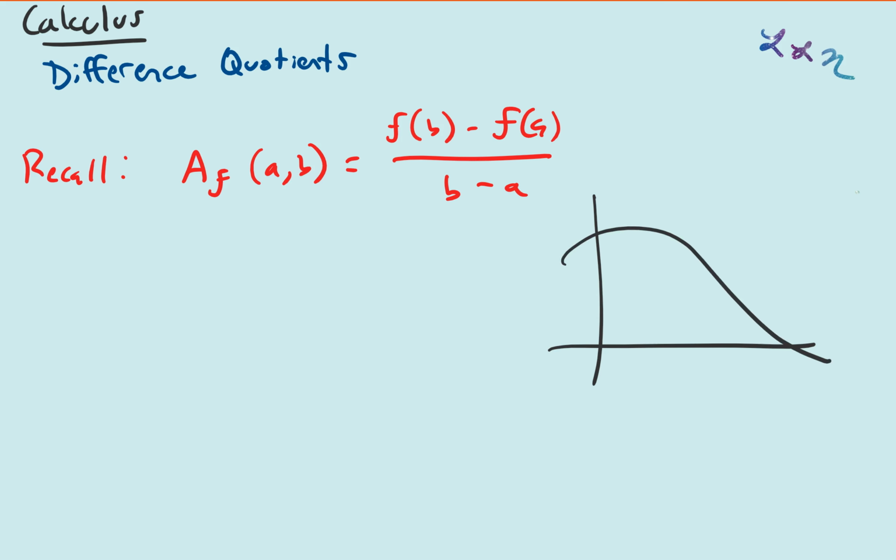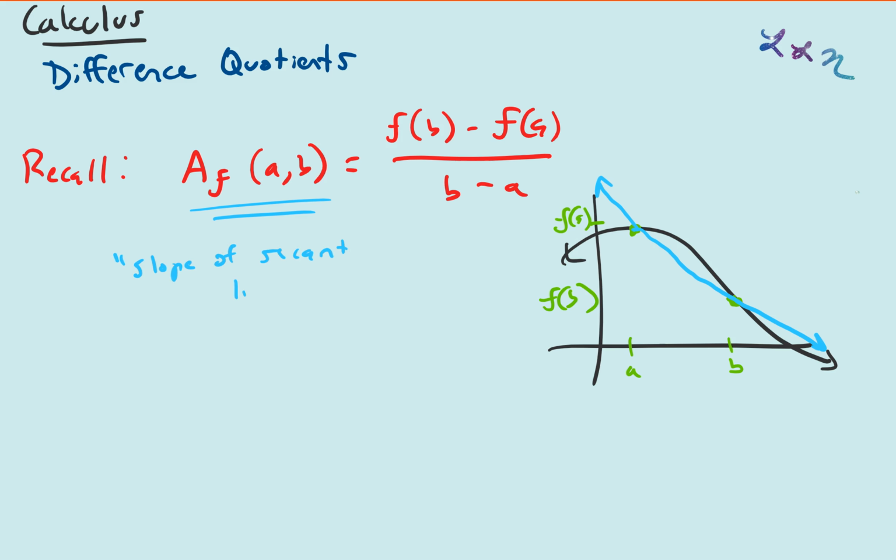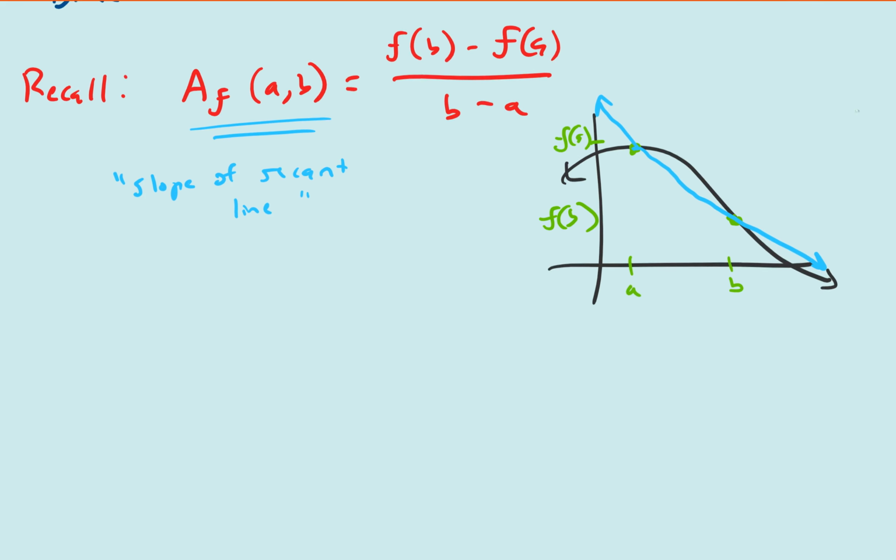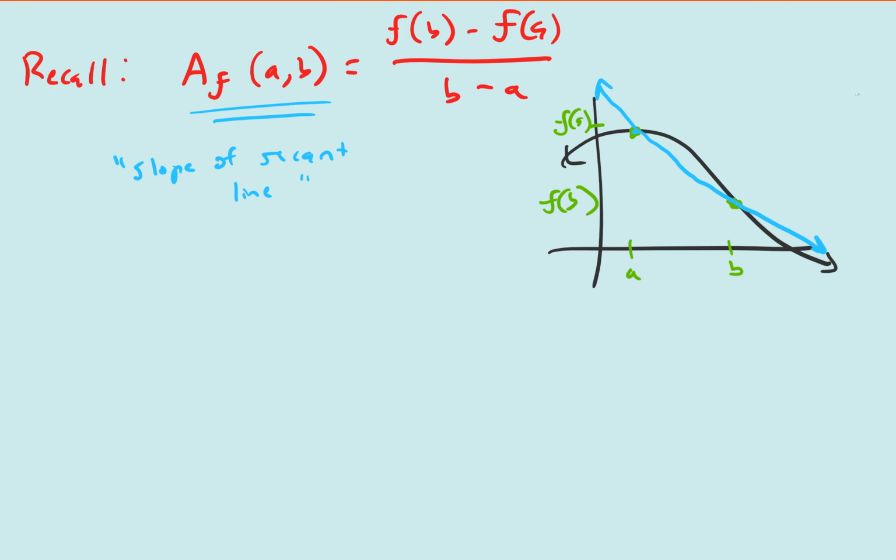If we have some function with an interval of interest, say a comma b, this is going to be f of a, this is going to be f of b, and we realize that this number is simply the slope of the line that passes through these 2 points. So this is the slope of the secant line. In this video, we're going to slightly redefine this in terms of other variables.